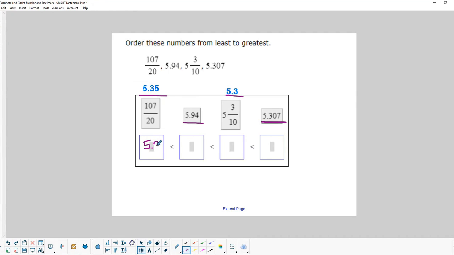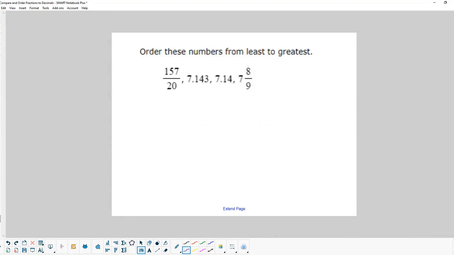That's the smallest. The next smallest is going to be this one, 5.307. The next one will be 5.35. And then my last one will be the 5.94, and it'll go in the last box right there. Okay, good job. Okay, we got some more.